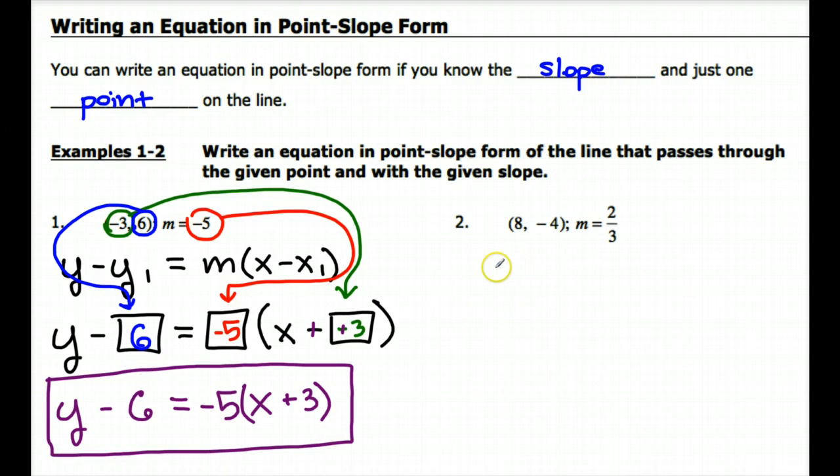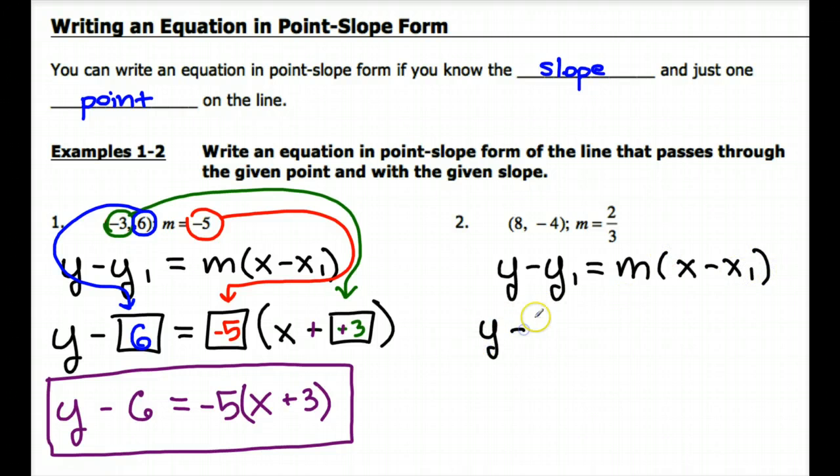We're going to see something similar in number 2. This time I've given you the point 8, -4, and a slope of 2/3. So we're going to take this point slope form, y minus y sub 1 equals m times the quantity x minus x sub 1, and we're going to plug in those three values: the slope, the x coordinate of the point, and the y coordinate of the point.